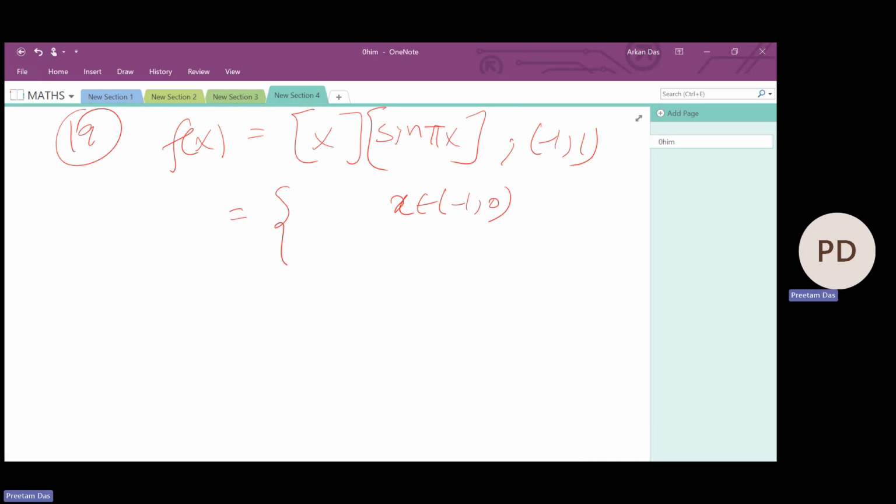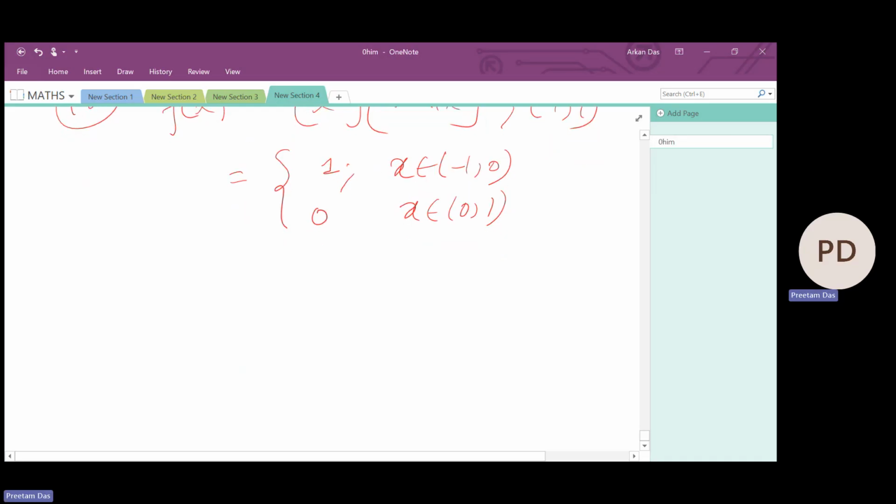then what will be the greatest integer? It will be minus 1 and then sin pi x. Again, you will get another minus 1 here multiplied. So it will become 1. And if x is between 0 to 1, directly the greatest integer is 0. So you will get overall 0. So which of the options is correct in this one? Continuous in 0 to 1, 0 to 1 also and minus 1 to 0 also. So option B.